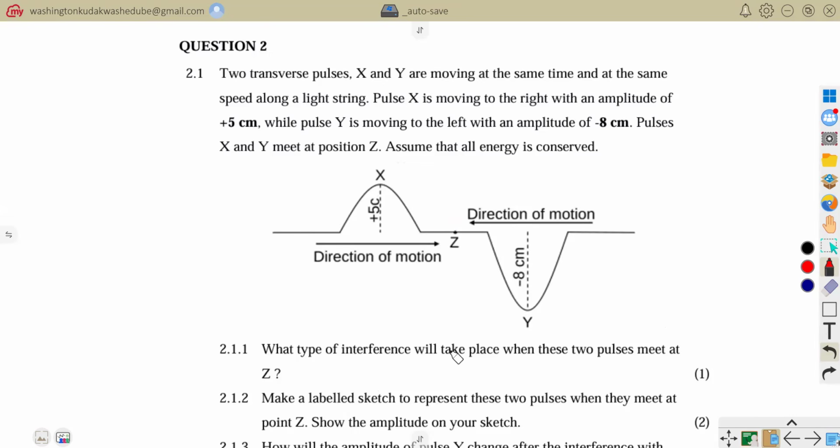What type of interference will take place when these two pulses meet at Z? We have a pulse carrying a positive amplitude and one carrying a negative amplitude. Simply, this would be destructive. So this would result in destructive interference. So the answer there was destructive interference.